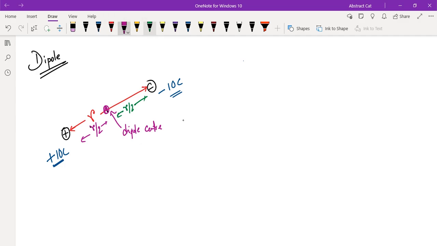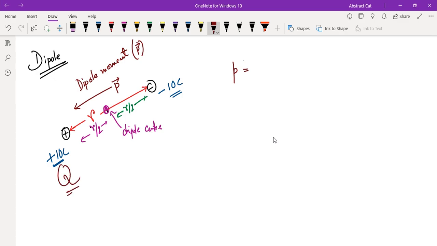Now another important term, a vector term here, is the dipole moment. The dipole moment is a vector P, and its direction is minus to plus charge direction. That is the dipole moment vector. And that P is equal to the charge; if I say that is q, the absolute value of charge, q either plus or minus, there is the absolute value of charge.